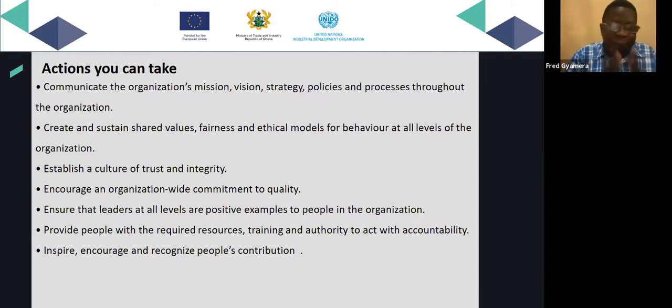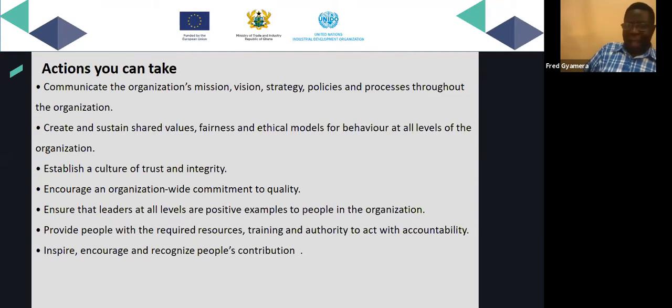Quality, I said what? Fitness. Is it fit for use? Is it meeting the expectations and the needs of your customers or interested parties? Ensure that the leaders at all levels are positive examples to people in your company or organization. Leaders at all levels. It didn't say the CEO or the MD alone. It said leaders at all levels.